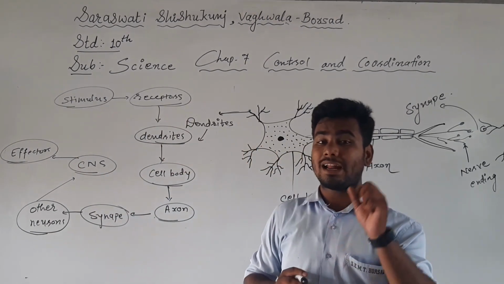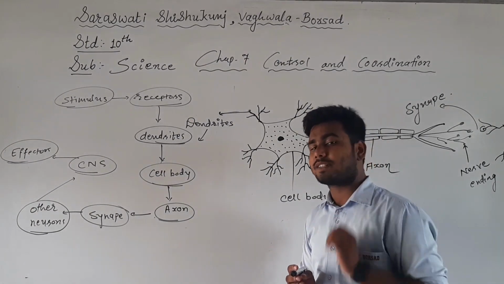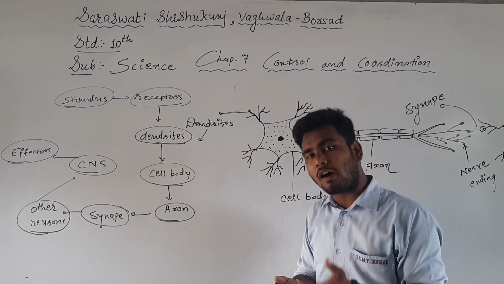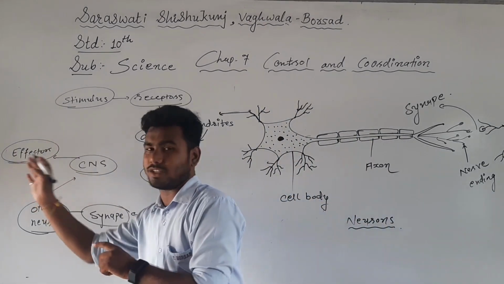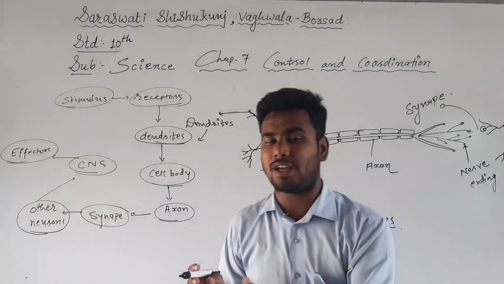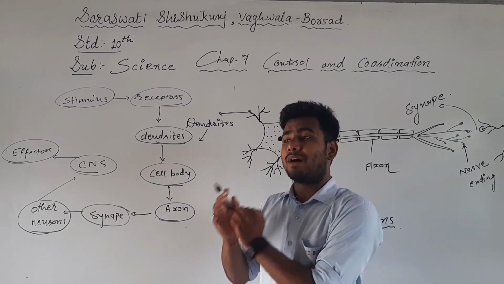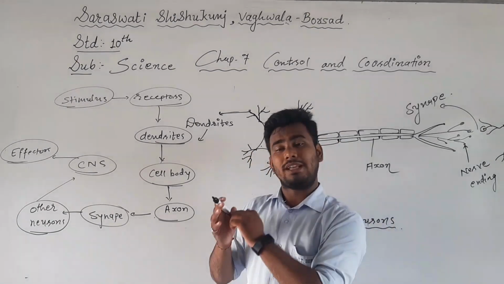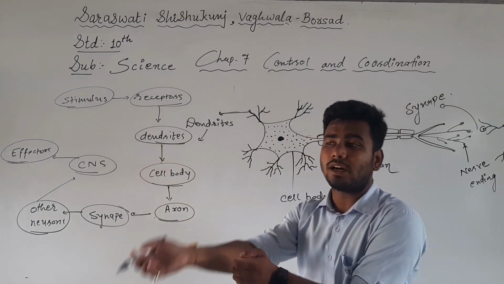CNS means our central nervous system. That central nervous system will do the interpretation of the signal which is received, and it will send it to the effector. Now, not directly to the effector. What will happen? That message will be sent to the muscle cells, right? So those muscle cells are responsible for the response.